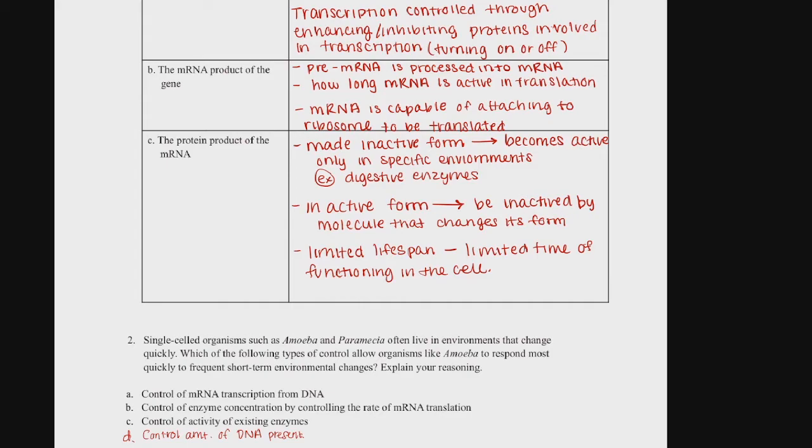Number 2. Single-celled organisms such as amoeba and paramecia often live in environments that change quickly. Which of the following types of control allow organisms like these to respond quickly to frequent short-term environmental changes, and explain your reasoning?